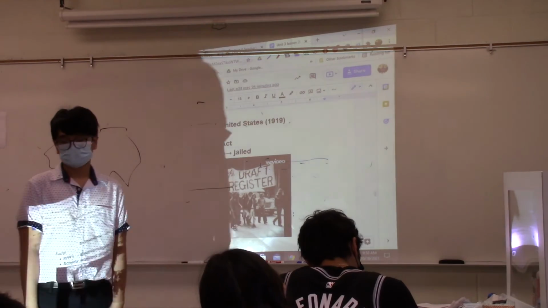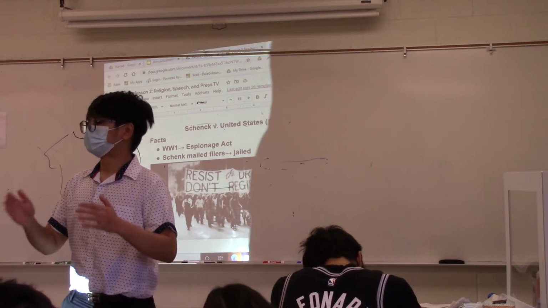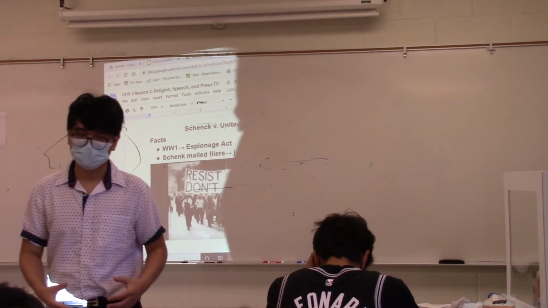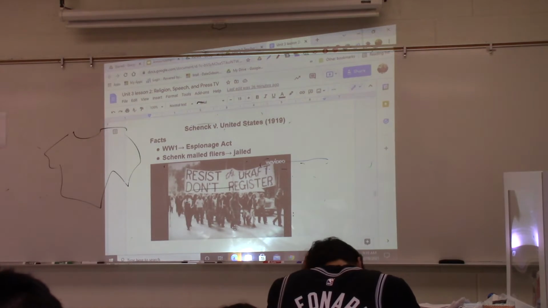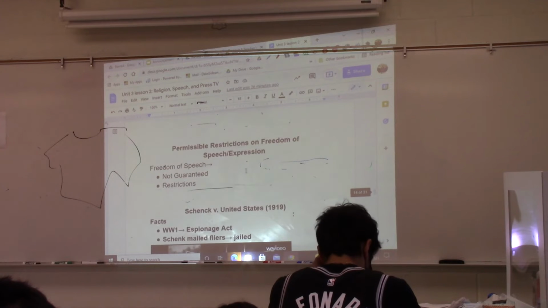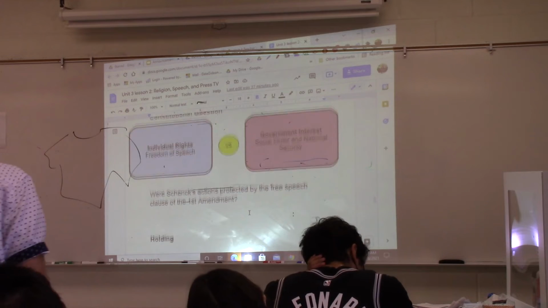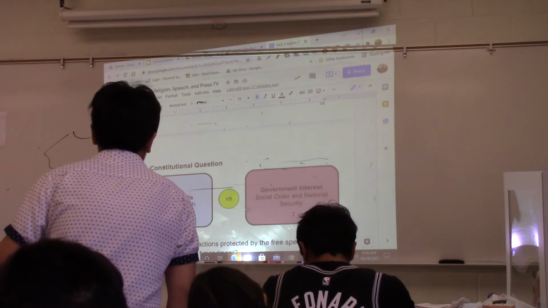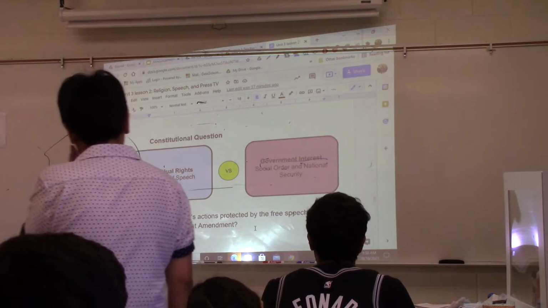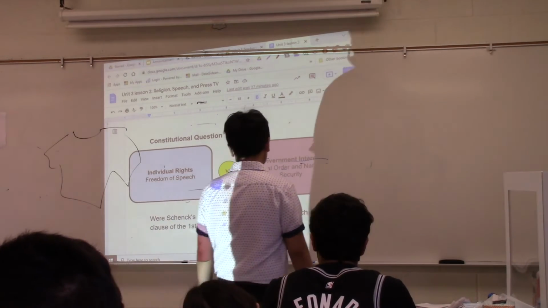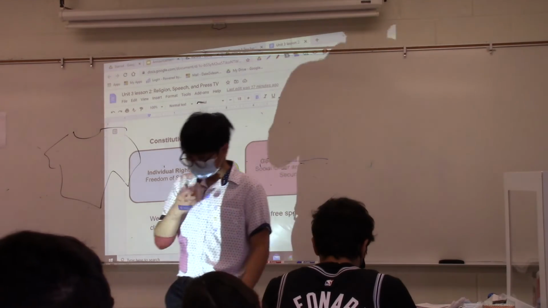He gets arrested, and he says the Espionage Act is a First Amendment violation. They are infringing upon my right to express myself, my political views. But we get one of the most important cases when it comes to freedom of speech, Schenck v. United States. The question is, were Schenck's actions protected by the freedom of speech clause of the First Amendment?